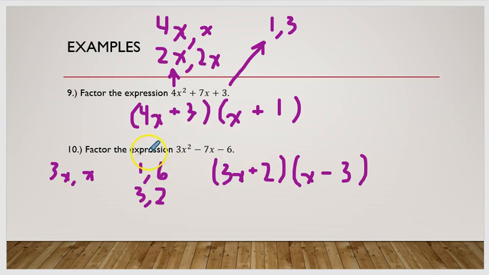Remember, if you picked the wrong numbers, like 1 and 6, or if you put 2 and 3 in the wrong spots, then when you FOIL this out, it will not match your original expression. That's okay. Just do it again and try different numbers or rearranging the numbers until you get one that checks correctly.